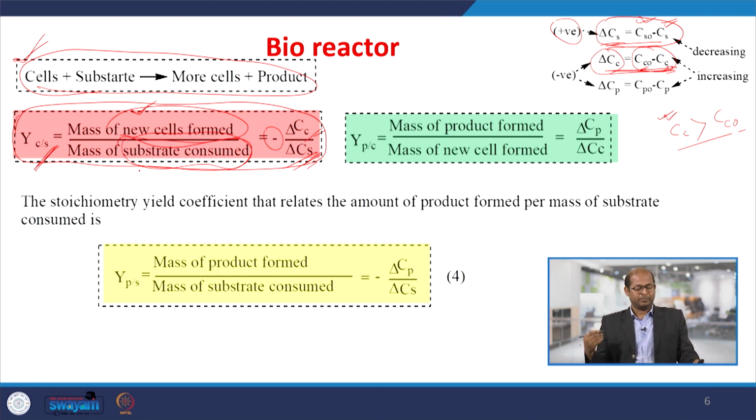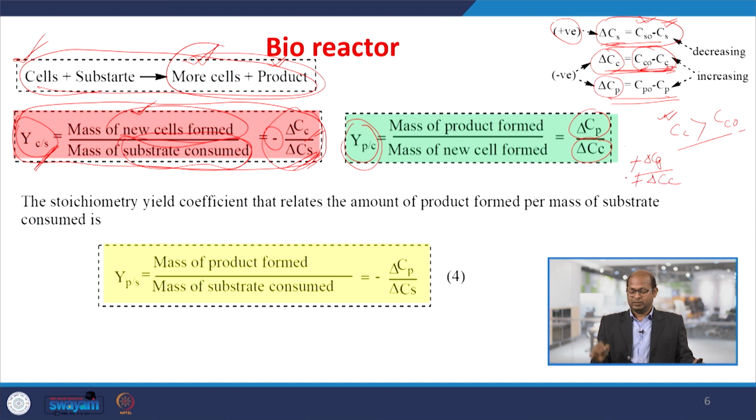So, Y_CS, the mass of the new cells formed per unit mass of substrate consumed, we can express in terms of this. Similarly, the yield of the product formed per mass of the new cells formed, meaning on the right-hand side new cell formation and product formation, with respect to the yield we can express Y_PC. The mass of product formed is delta Cp, and product formation also gradually increases. So, delta Cp would be negative and delta Cc is also negative; both negative, so we take minus delta Cp over minus delta Cc. This way we can eliminate this part. So, then it would be Y_PC, the mass of the product formed per unit mass of the new cells formed, we can write this way.